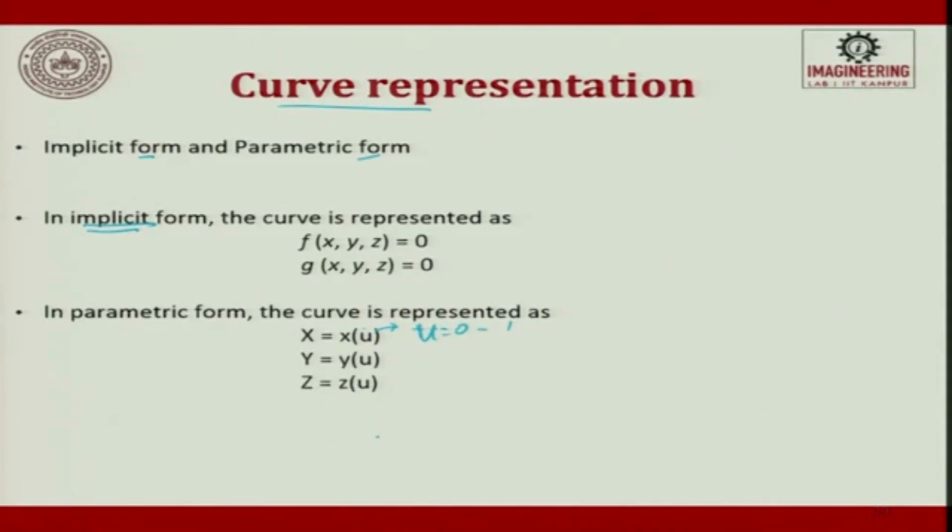Now what is the advantage? You are representing the entire x, y, z in terms of a single variable, which is a parameter that takes a value 0 to 1. Just by defining this you can define a curve. The implicit form will occupy a lot of space and this is going to occupy less space. In CAD we always prefer less space, so all the CAD software will follow parametric representation rather than implicit form.